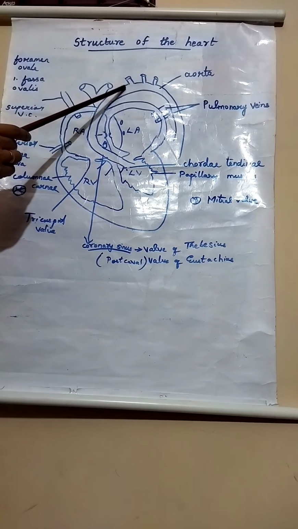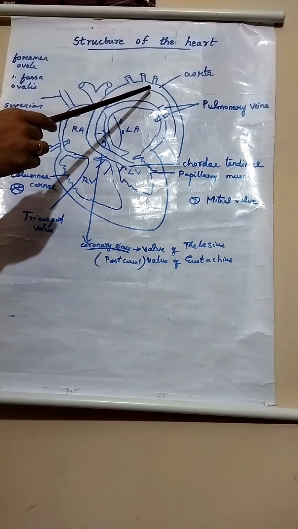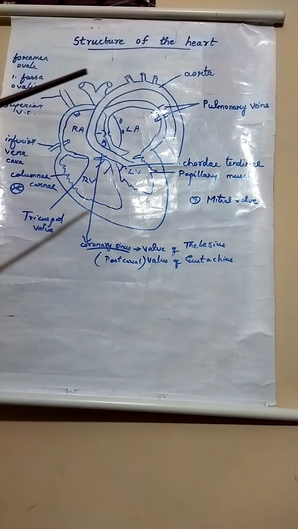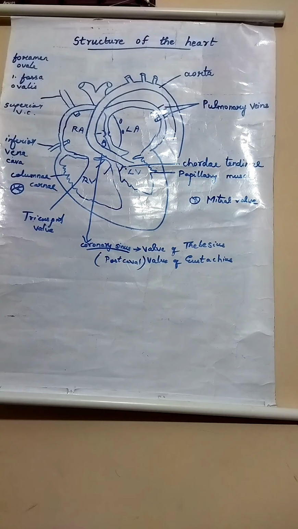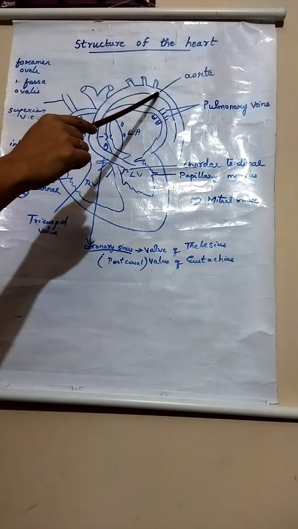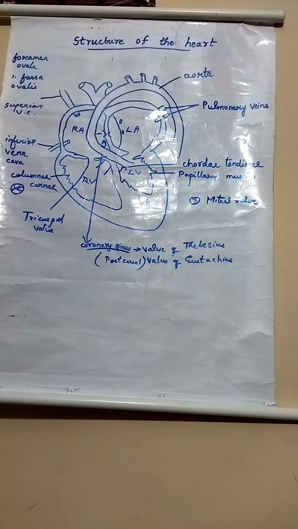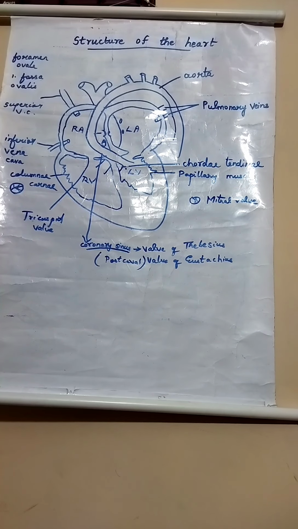Here you can see the aorta branching: carotid artery, subclavian to the shoulder, carotid. So this aorta comes down and it branches and supplies blood to the entire body. So that is the biggest blood vessel in our body.